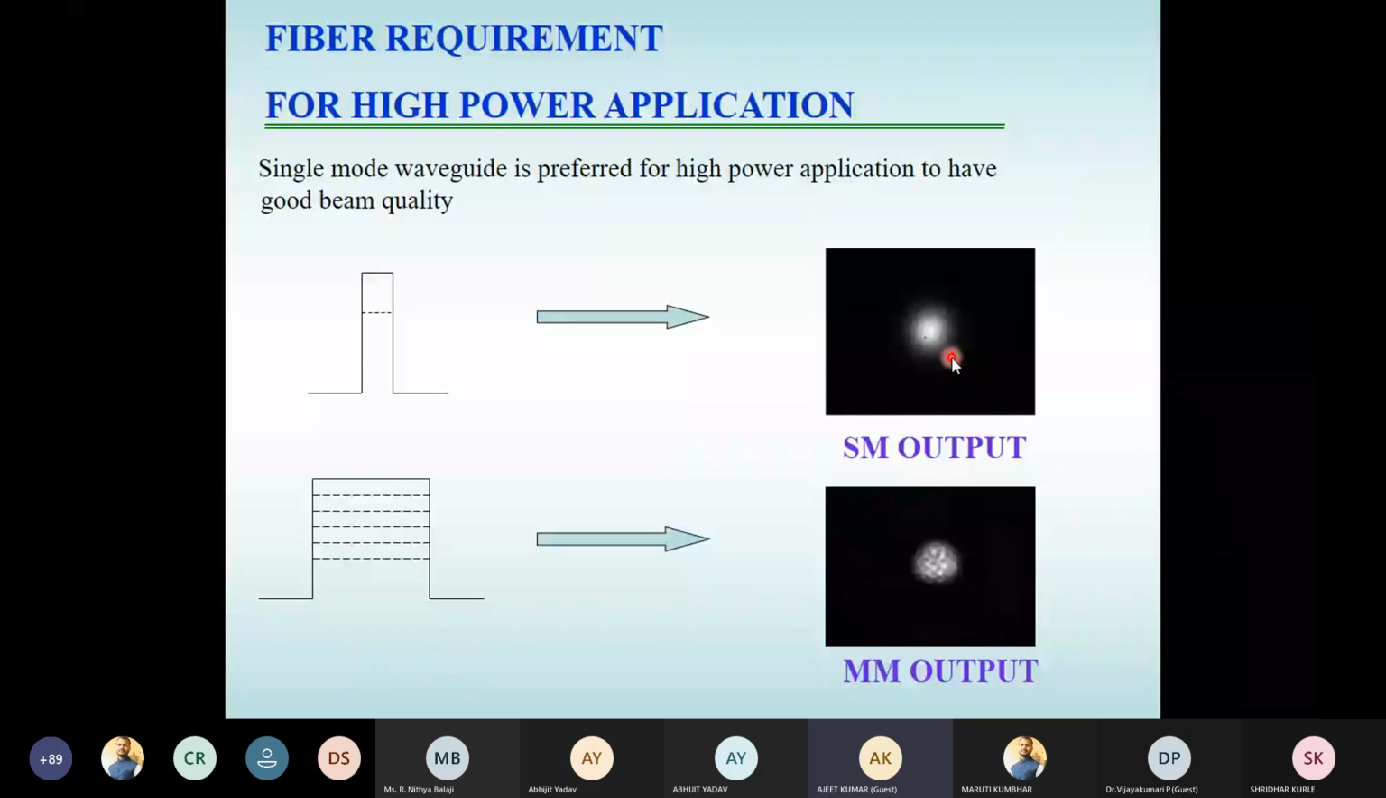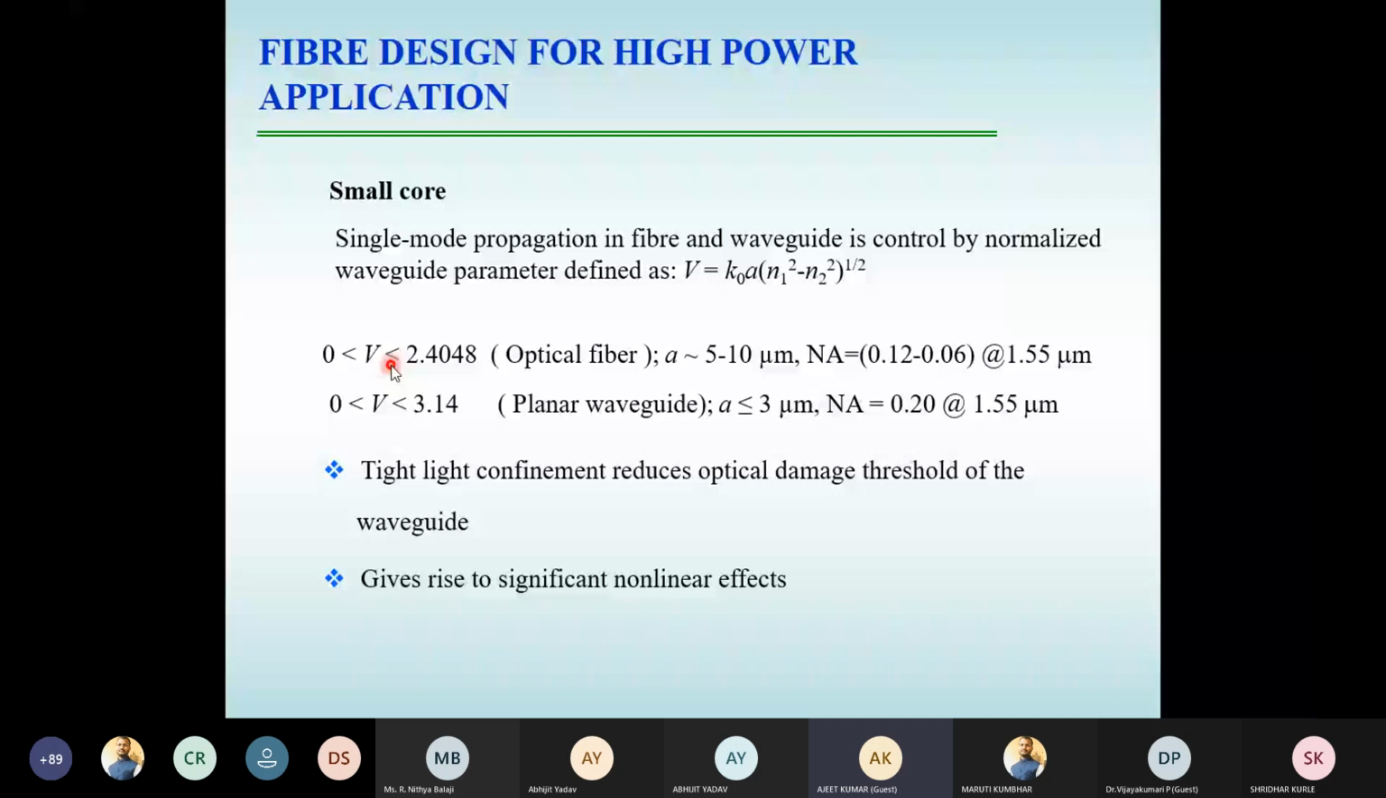It is not that you cannot design a high power fiber laser using a multi-mode fiber. You can do it, but if you want a fiber laser where you don't want to compromise the beam quality, then you have to go for a single mode fiber or waveguide. When you're talking about a single mode fiber or planar waveguide, you can achieve this with only a small core. Basically, your core radius should be something like 5 to 10 micron, depending on the operating wavelength. But the condition is that the V value should be less than a cutoff value, 2.4048 in the case of optical fiber.